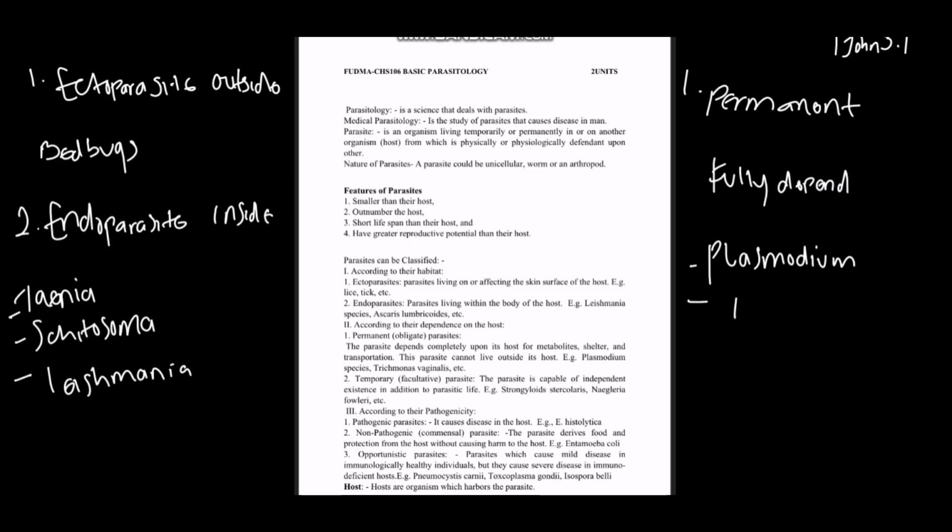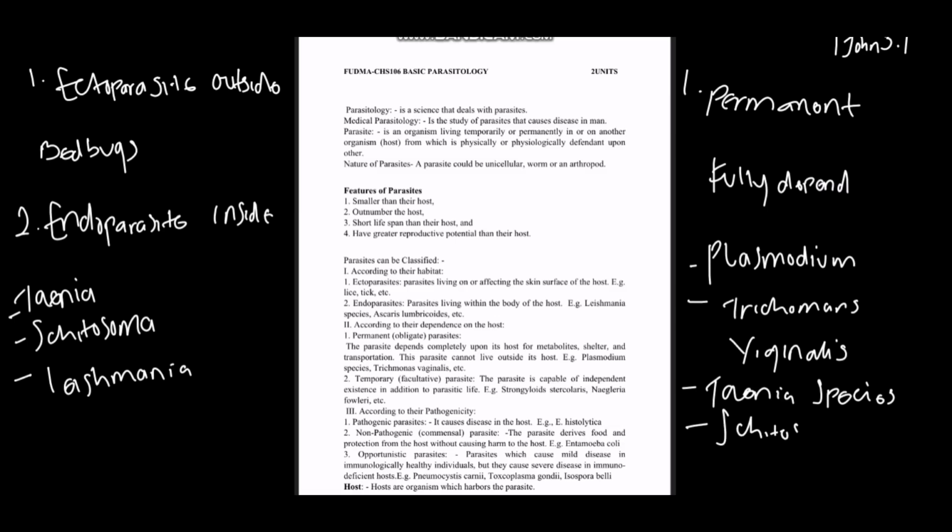An example of such a parasite includes the Plasmodium species, which is responsible for causing malaria. You have the Trichomonas vaginalis. These are STI parasites, that is, they are transmitted through sexual intercourse, and they affect the vagina. Also we have the Taenia species, which is another example of a permanent parasite, one that fully depends on its host for survival and cannot live outside the host. We also have the Schistosoma, another example of a permanent parasite.